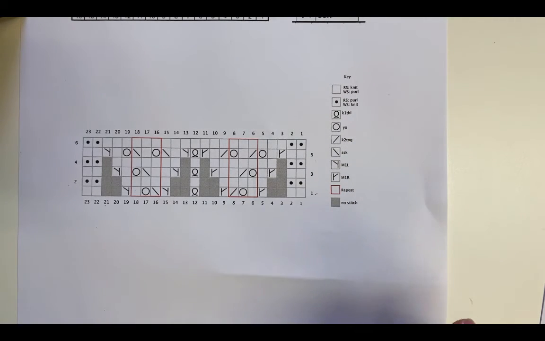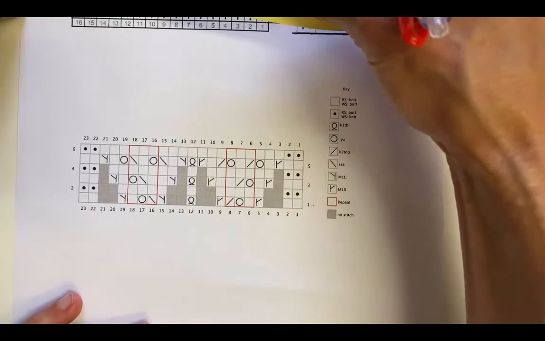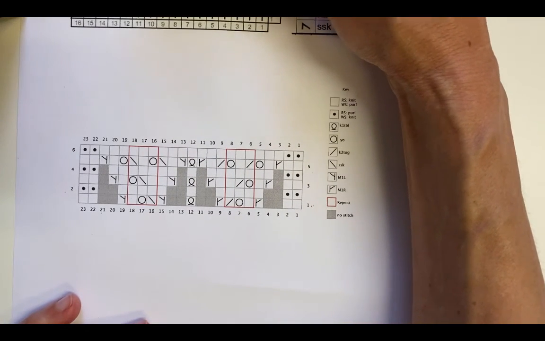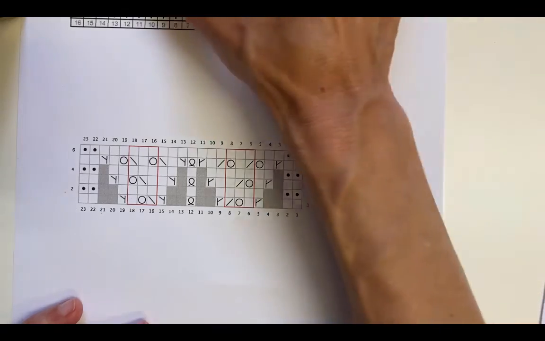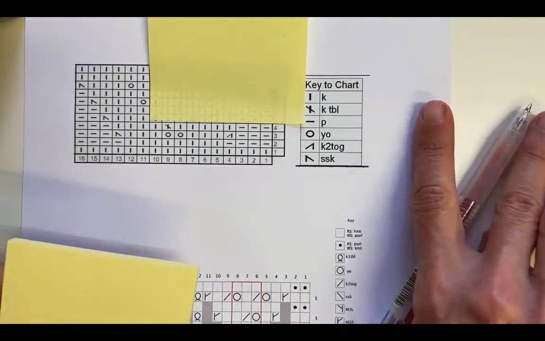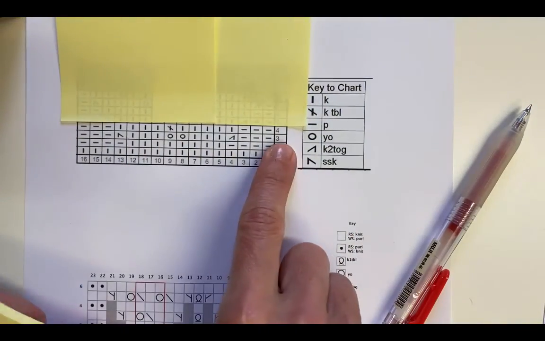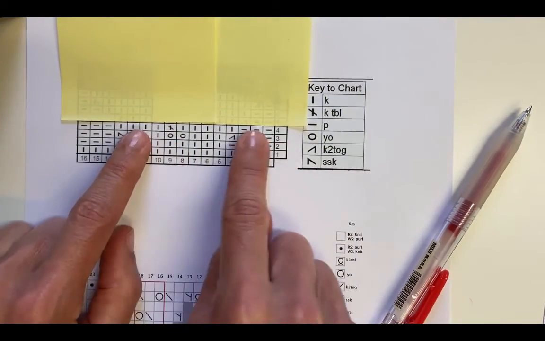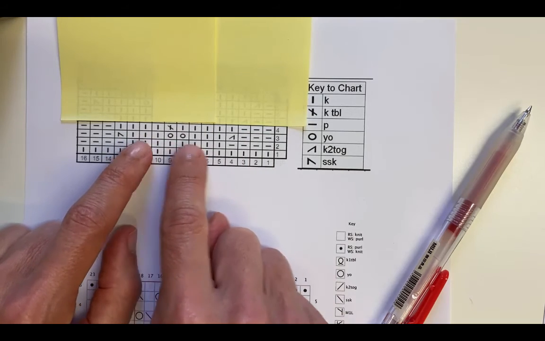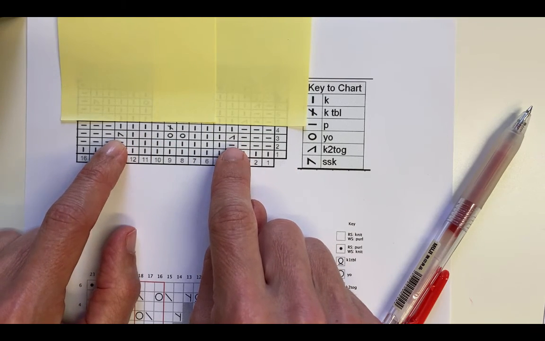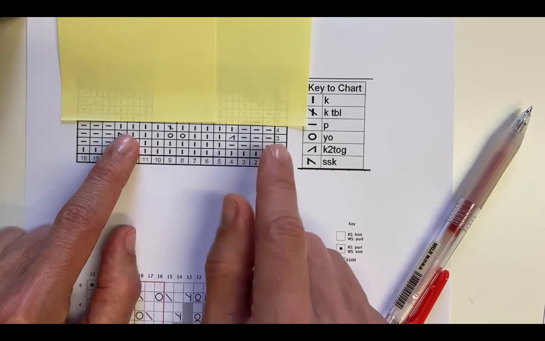I do recommend when you're doing a charted pattern that you put some sticky notes over the pattern, let's say you were on row 4, and then when you finish that row, to move them up. What that enables you to do is to see the row below, so you can see what you're working on top of. It makes it easier when you're actually knitting the pattern.